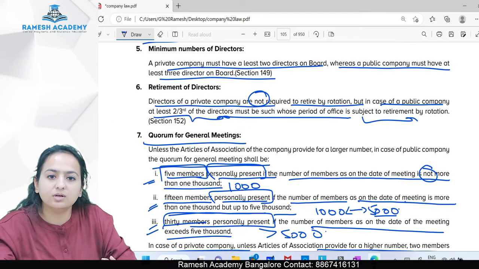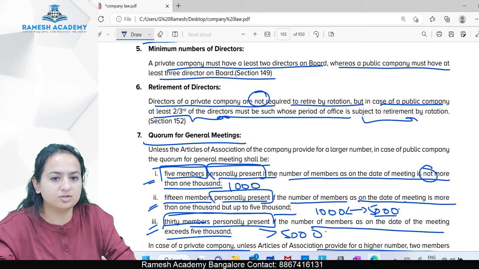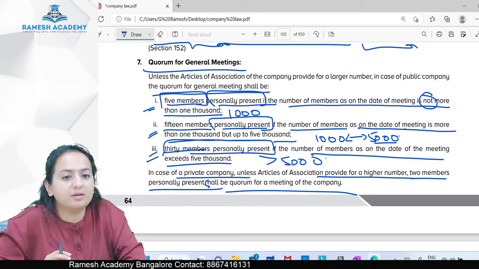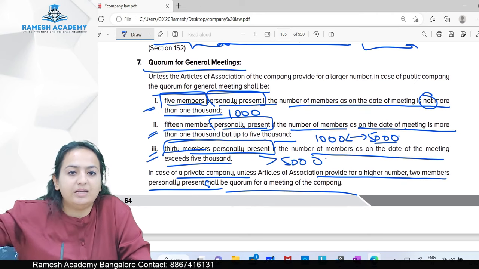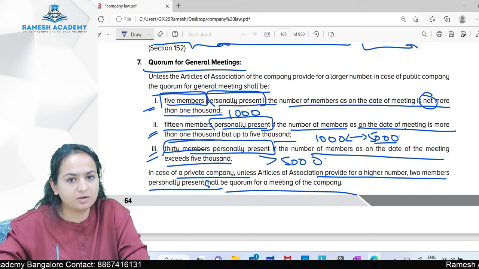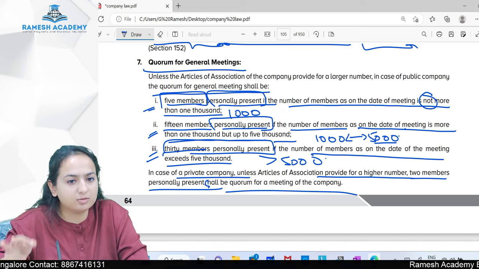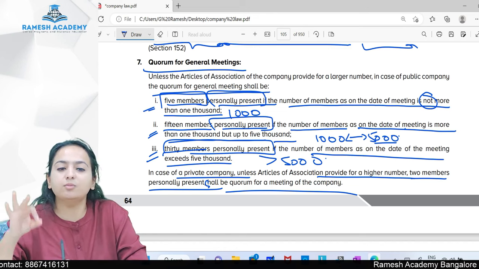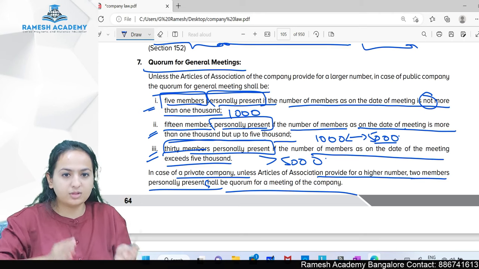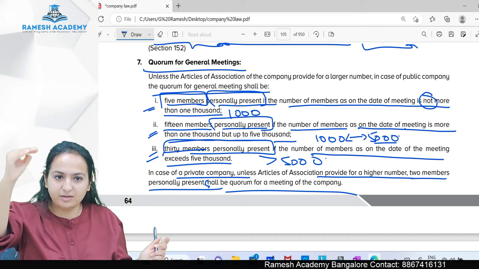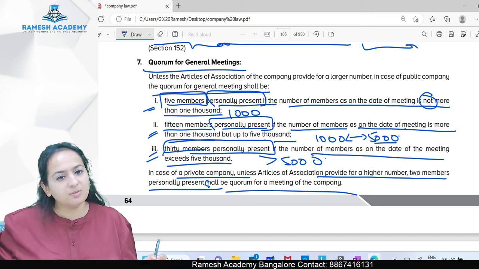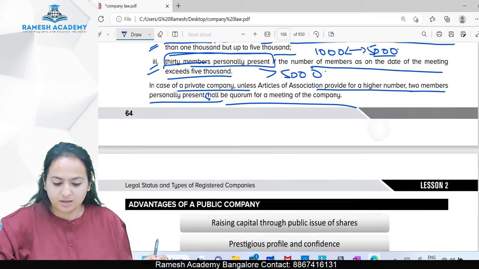Retirement, 2/3 retire by rotation in case of public, no requirement in private company. Quorum of general meeting in case of public company will be 5, 15, 30. Five personally present if at the date of general meeting not more than 1000 members are there. If more than 1000 but less than 5000, then 15 members should be personally present. If more than 5000, then 30 members should be personally present. 5, 15, 30: 1000, 5000, more than 5000.